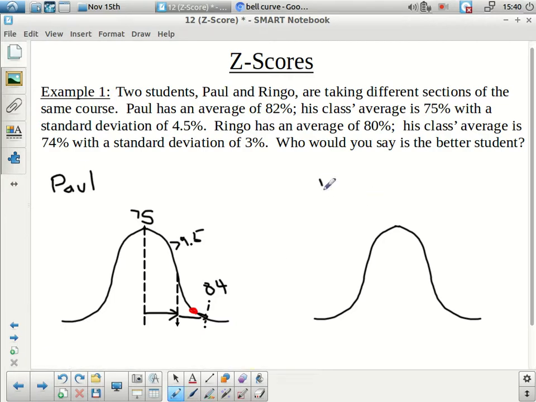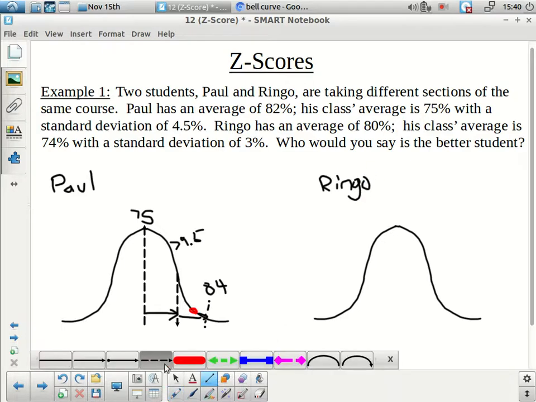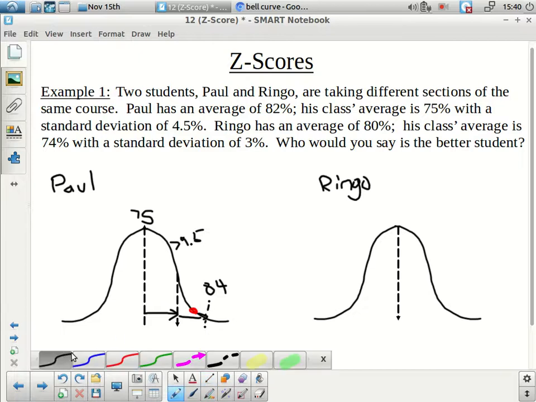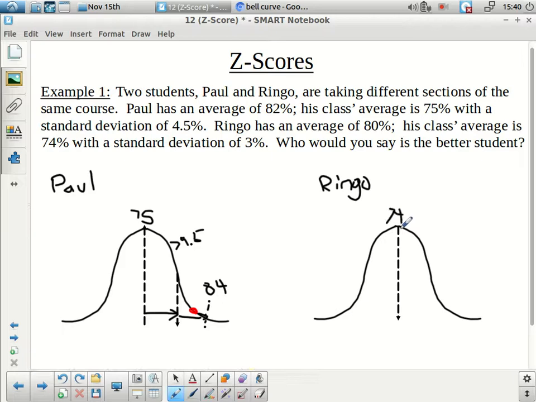Now we'll do the same analysis for Ringo. His class average was 80. Sorry, no, that was his average. His class average is 74.